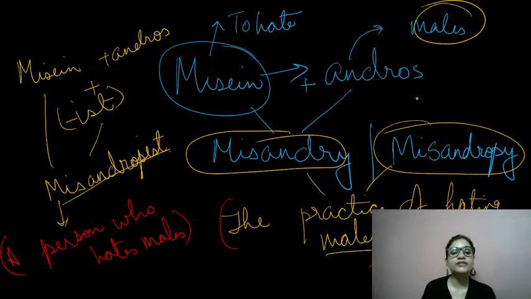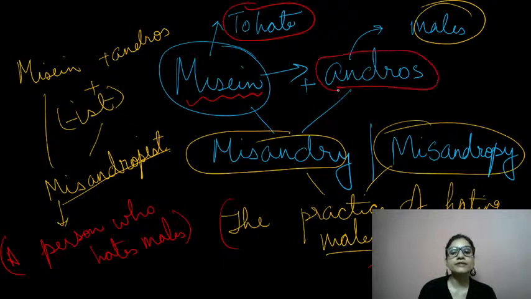So I hope all these words are clear. Misane means to hate. Andros refers to males. Okay, misandropy or misandry means the practice of hating males. Misane plus andros. Andros refers to males.